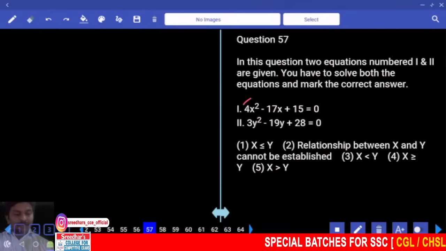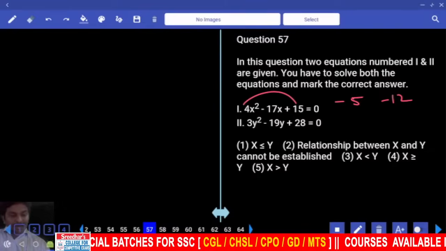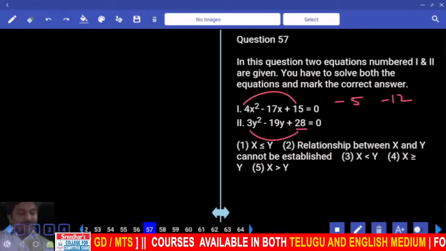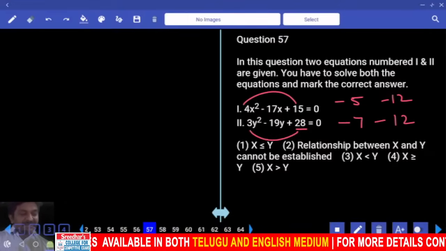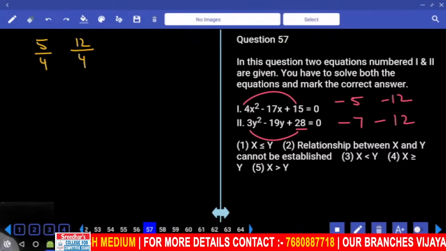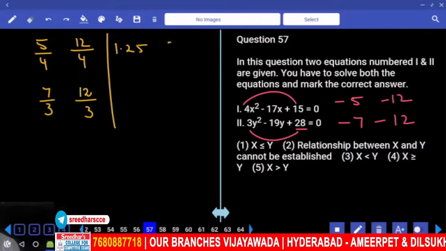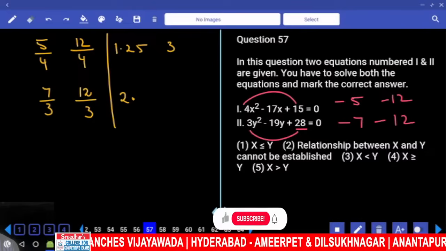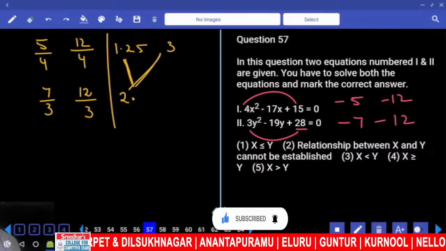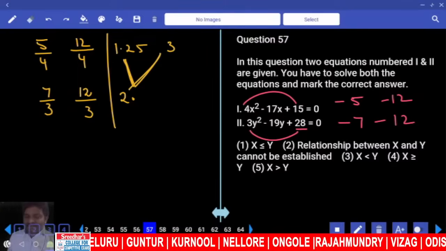Is it free? No. The product is 60. 5 12 times. Minus 5 minus 12 is the combination. Correct? 7 4 28 can be written as 4 into 7. 3 into 4, 12 and 7. Minus 7 minus 12. That is a combination. Then the factors are 5 by 4, 12 by 4, 7 by 3, 12 by 3. 1.25, 3, 2 point something. In between condition, relation cannot be established.